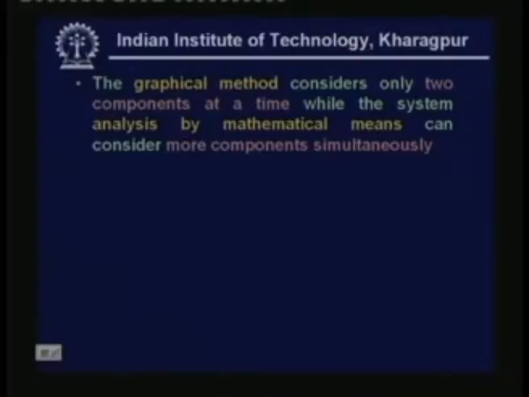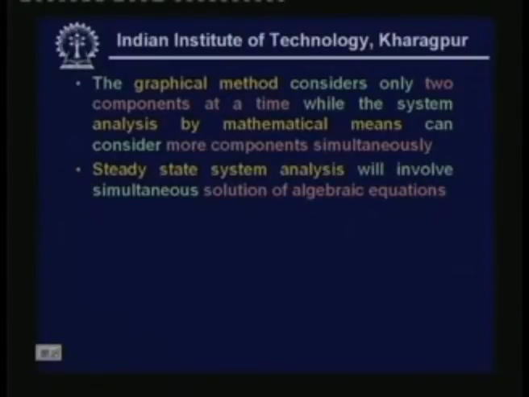So the graphical method considers only two components at a time, for example compressor and capillary, while the system analysis by mathematical means can consider more components simultaneously. This is the major difference between the graphical method and the mathematical method.